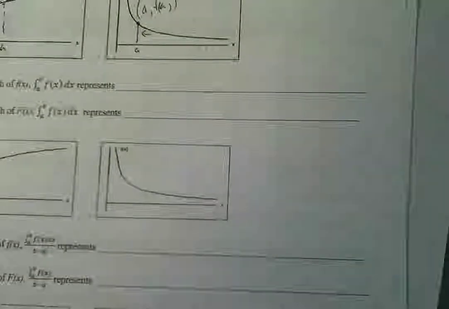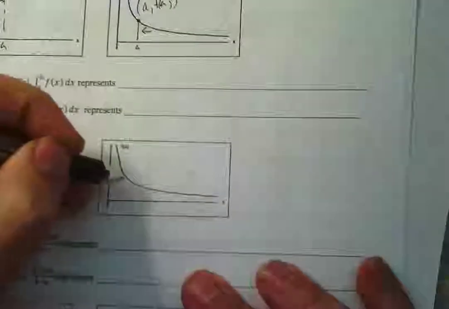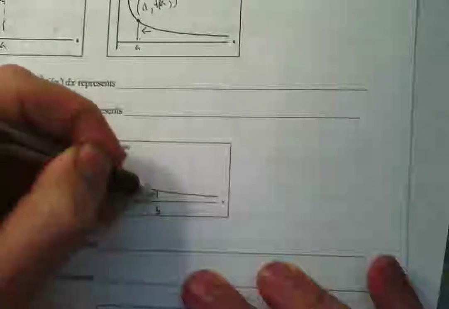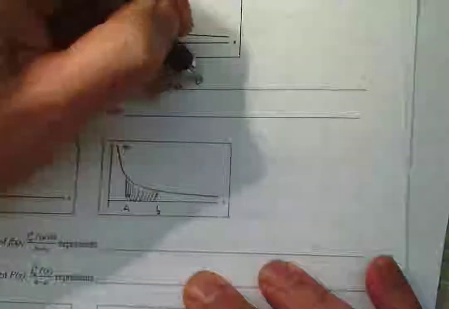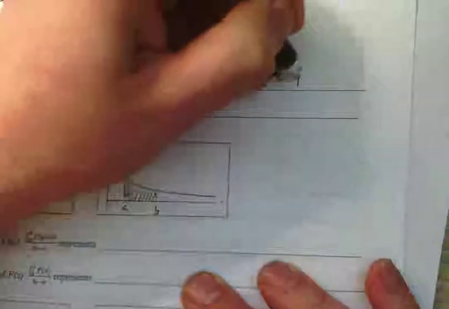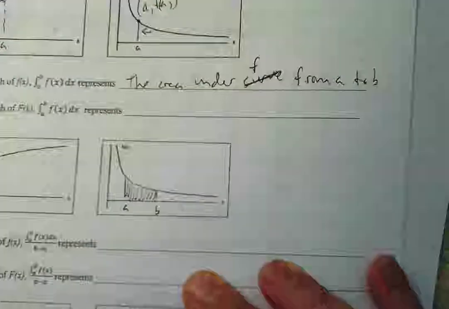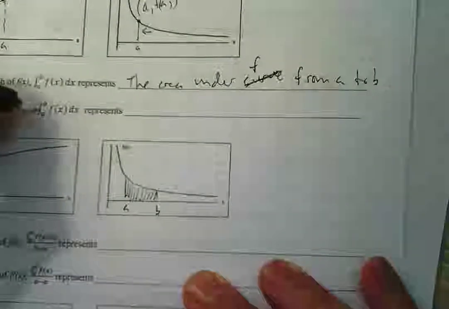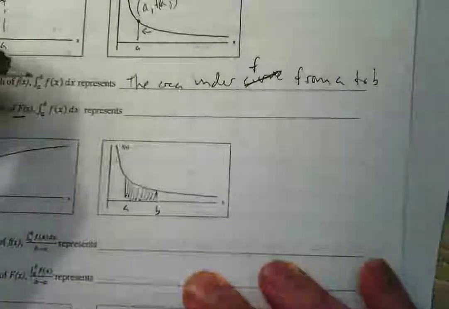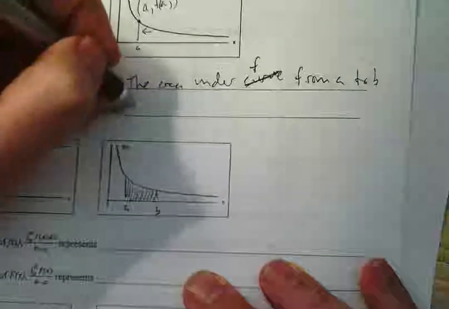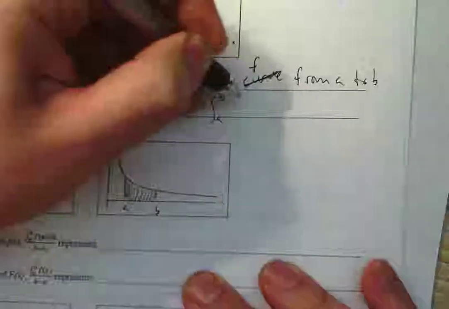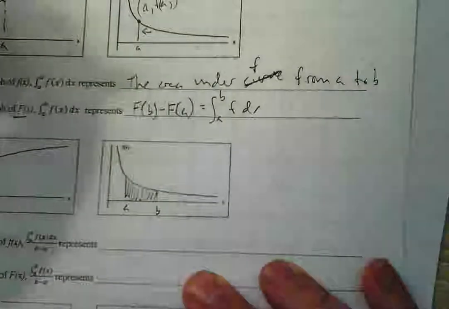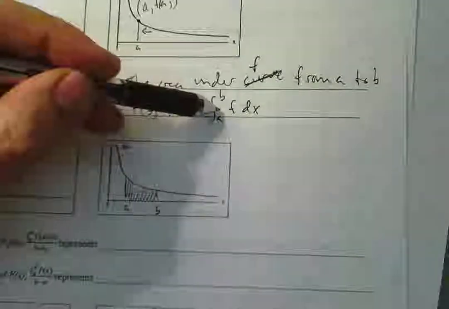Okay, next. On the graph of little f, the integral represents what? Okay, so from a to b, the integral. So we know that's the area under the curve. And which curve? Under little f from a to b. Well, what about this? What does the integral represent on big F? Well, we all know the fundamental theorem of calculus now. Big F of b minus big F of a equals the integral from a to b of little f dx.